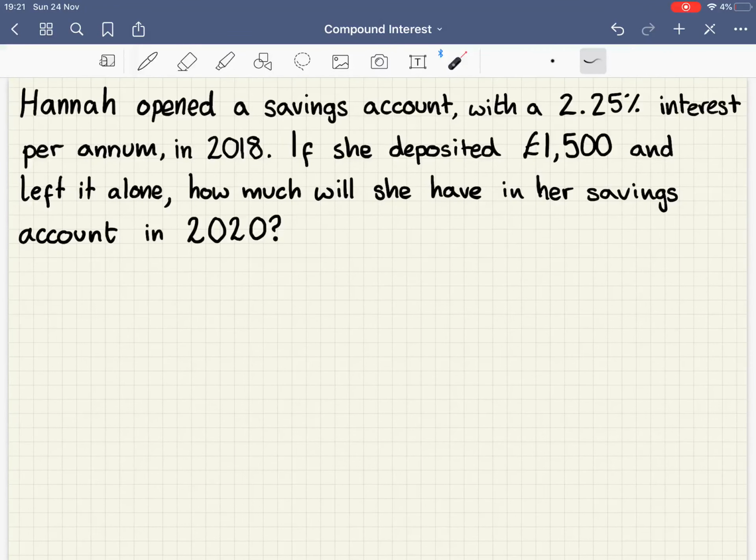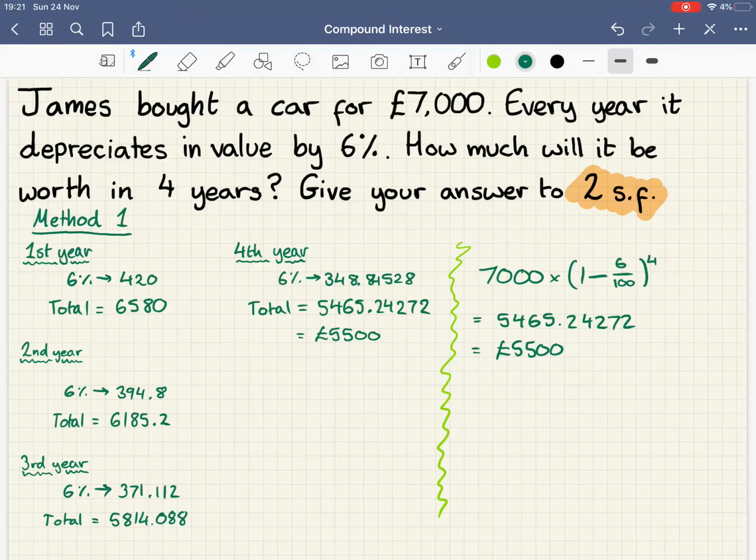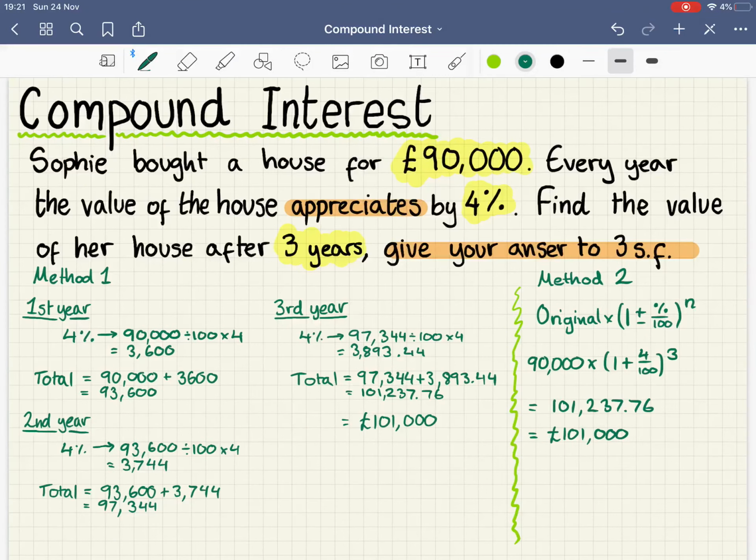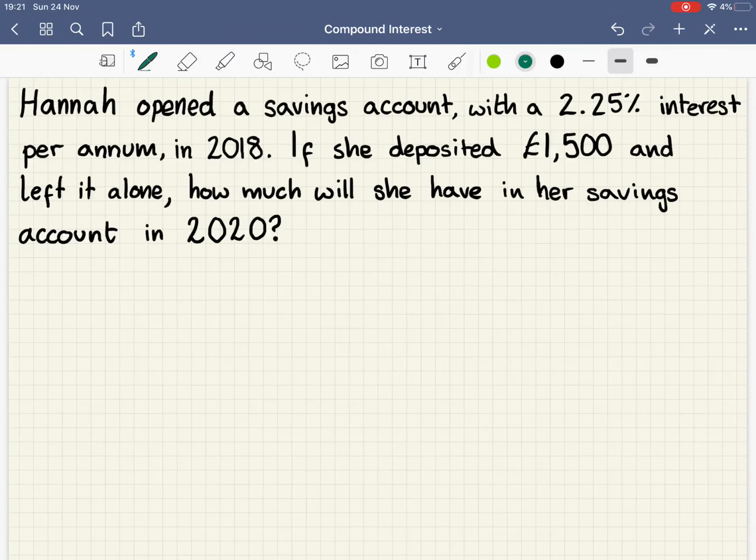Okay, so last one then. So we've got Hannah opened a savings account with a 2.25% interest per annum in 2018. If she deposited £1,500 and left it alone, how much will she have in a savings account in 2020? So, first thing, it hasn't given us a clear number of years. In our previous ones, we have 4 years and 3 years. This one, you just need to figure out the years difference.